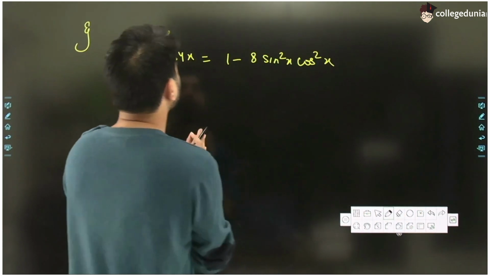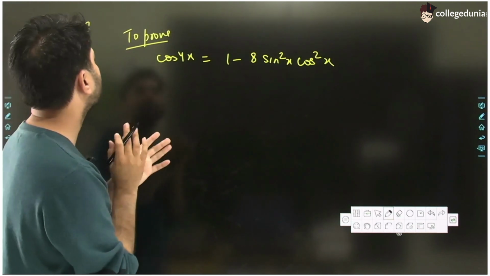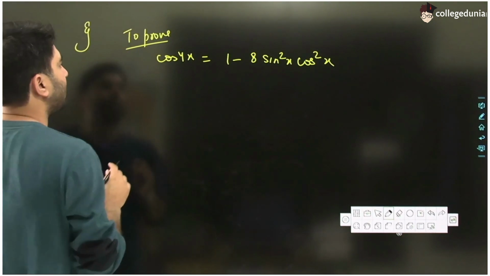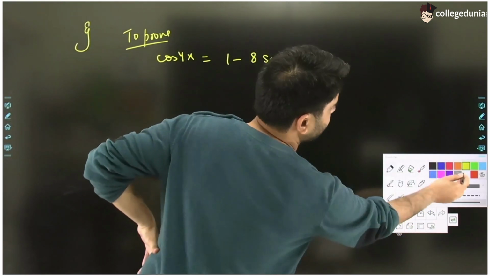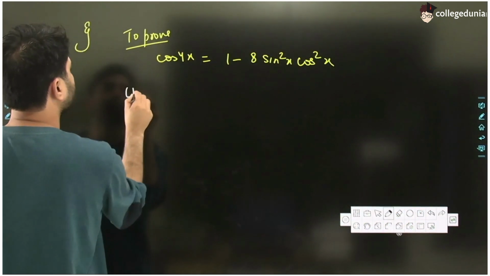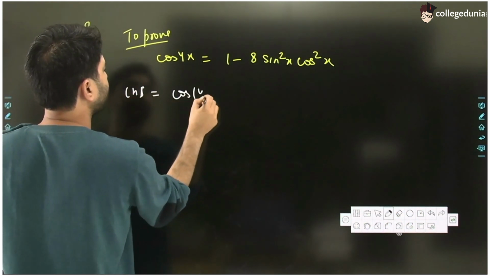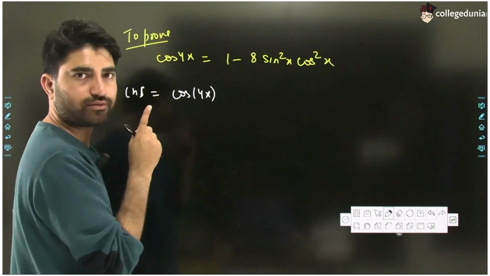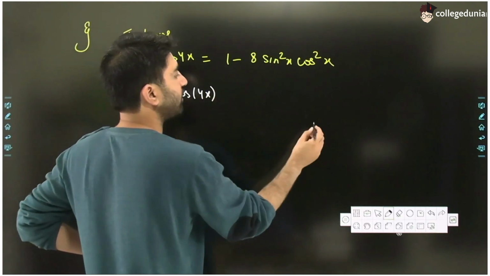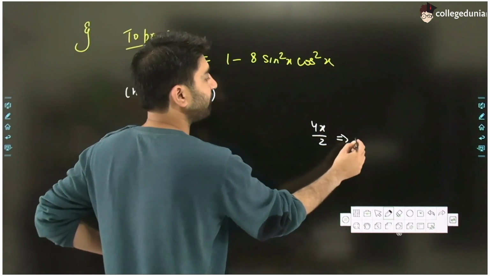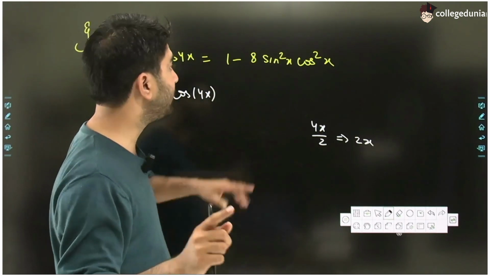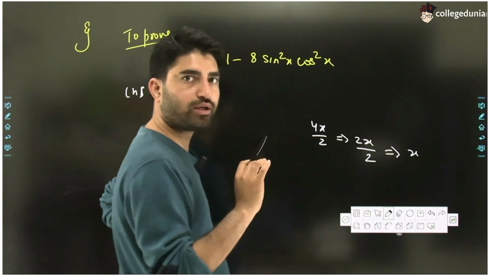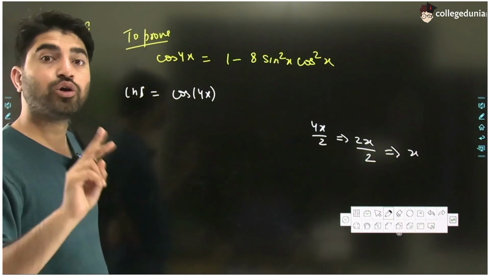So guys, now we have a question, and we have to show that cos 4x is equal to 1 minus 8 sin square x cos square x. In the left hand side we have cos 4x, so the angle is 4x, but in the right hand side the angle is x. We need to halve this angle, but it will become 2x. We do not need 2x, we need x. So we need to halve this angle again, then only it will become x. So the half angle formula will be used here twice.